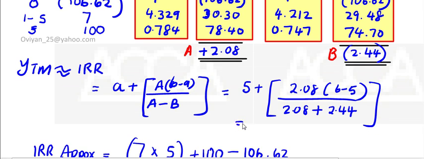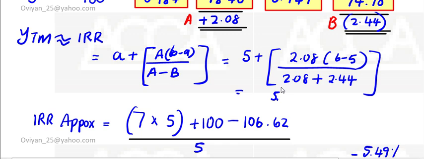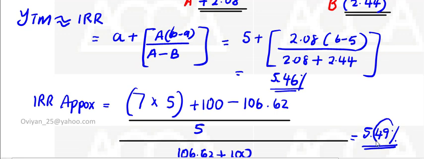So what is your answer now? This is why you're going to get marks. 2.08 divided by 2.08 plus 2.44, and then you plus 5, you're going to get 5.46%. I purposely opened up to 2 decimals so that if I round it up to 5.5, then here also would have been 5.5. Looks like there's no change, but actually there are some differences. If you use this method, you're going to get 5.46. If you use this, 5.49.